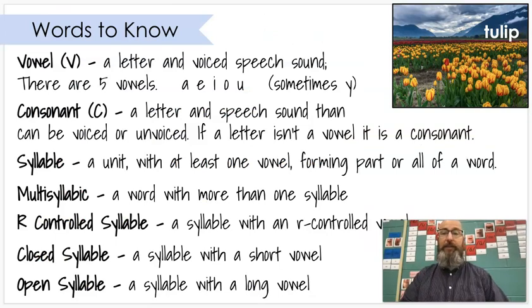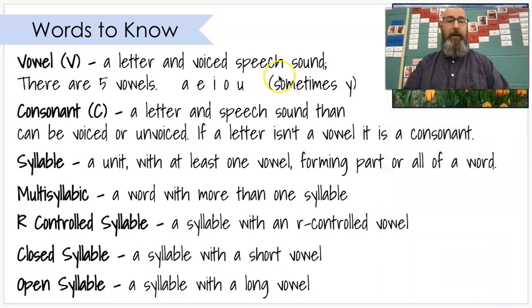I'm going to move myself up so I'm not blocking anything. And let's say first we need to know a vowel. We'll use a V on those. A vowel is a letter and a voiced speech sound. There are 5 vowels, A, E, I, O, U, and sometimes Y. And I believe we saw yesterday that Y is sometimes a vowel.